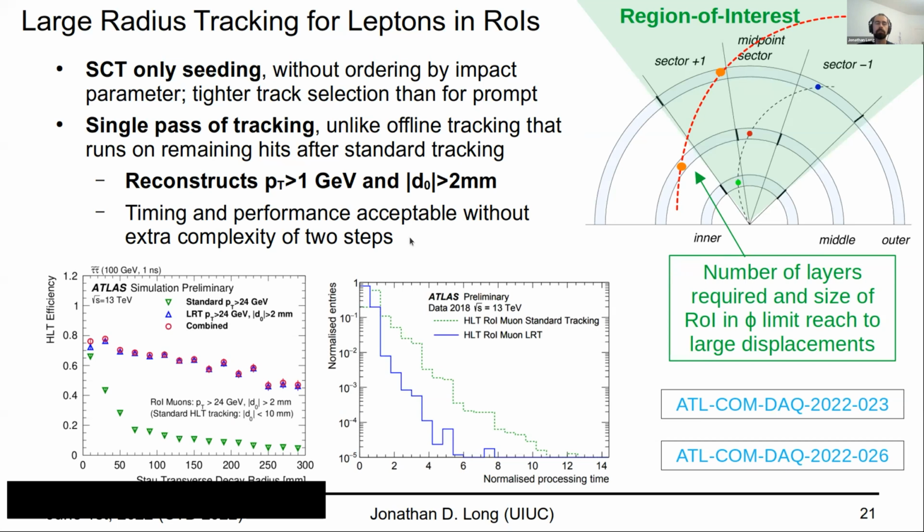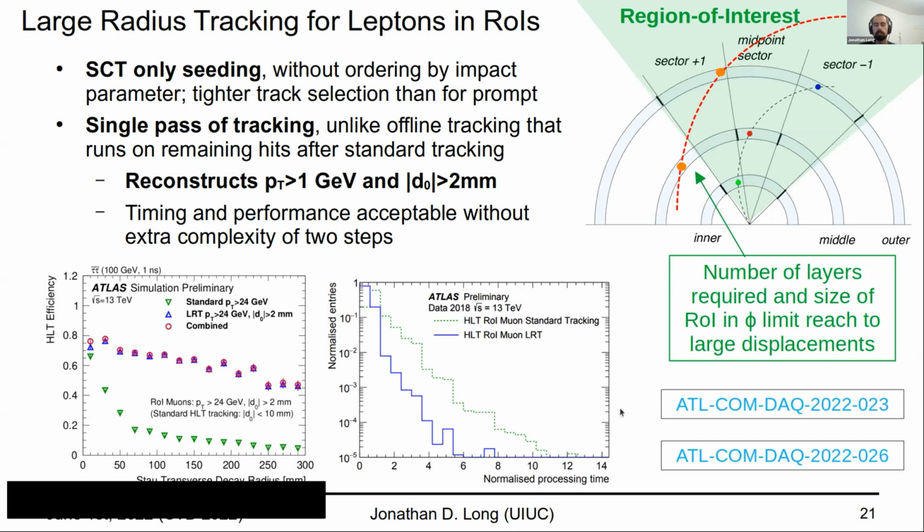And it's designed to run tracking down to 1 GeV for tracks with at least a little bit of displacement. So if we look in the bottom left here, this is the efficiency for muons versus the decay radius, so where the muon's produced. For standard tracking in green, which you can see falls off quite quickly, compared to large radius tracking in blue, which has a reasonable efficiency all the way up to 300 millimeters, which is the surface of the strip detector.